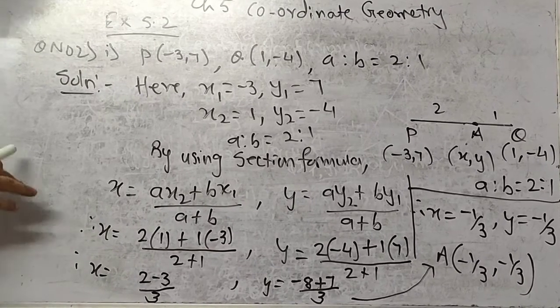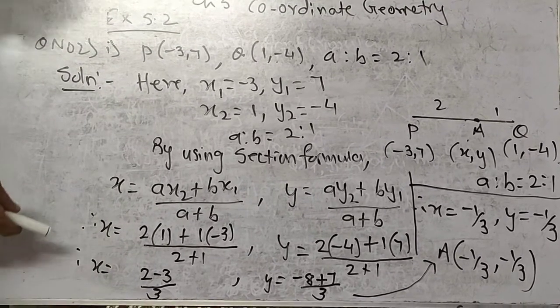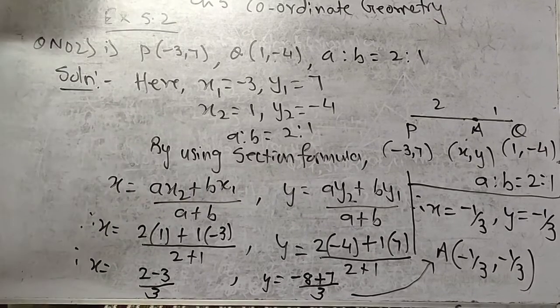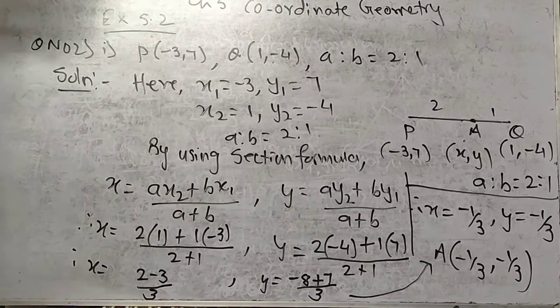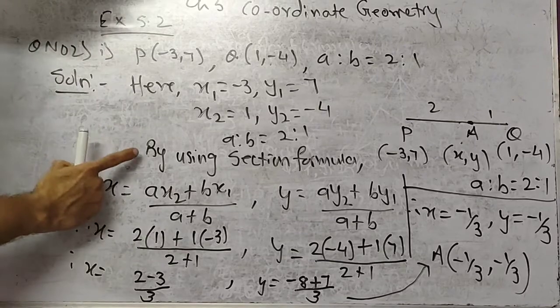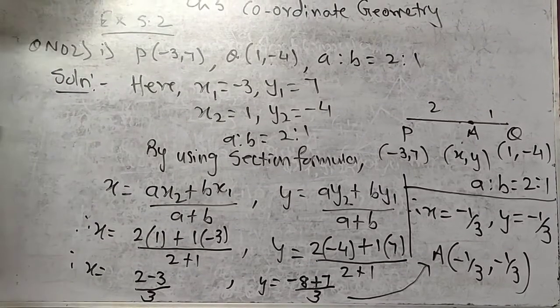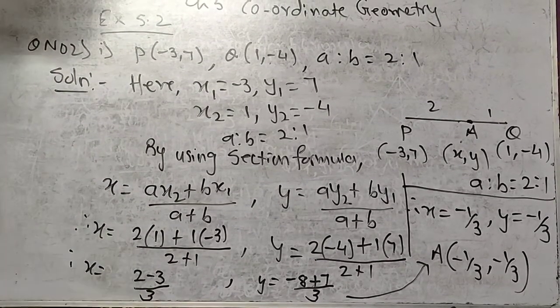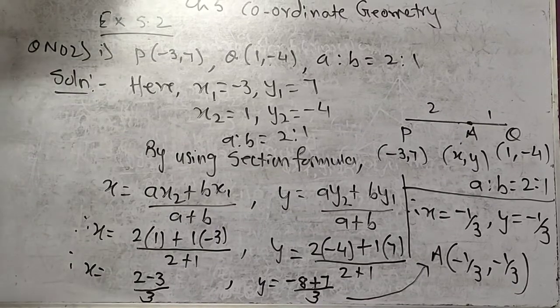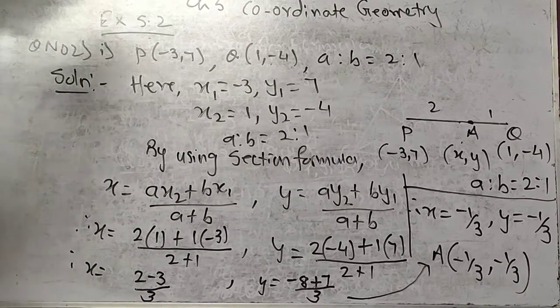So like this we have 2 more sums. In this question number 2 you have 2 more sums. So very easily you can solve by using this section formula. It is not at all hard, very easy. Okay, please copy it down.